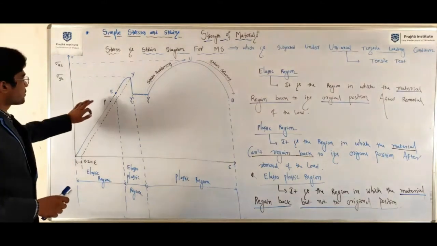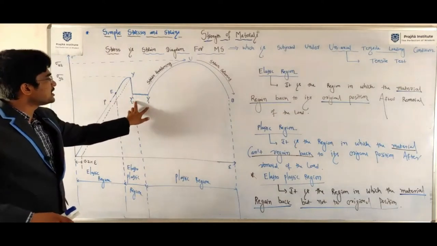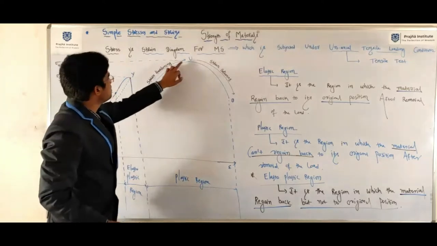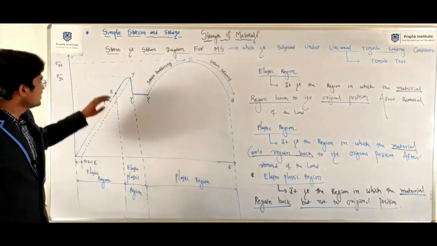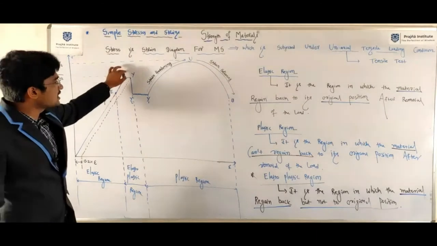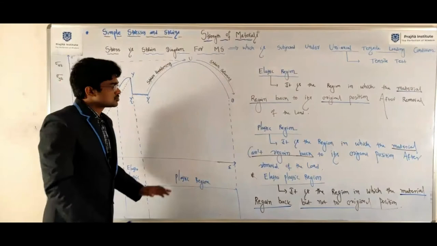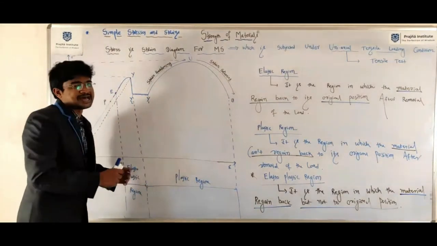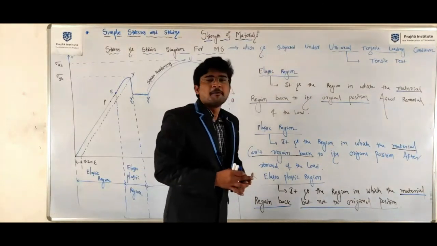So here proportionality limit, elastic limit, yield strength, yielding zone, strain hardening zone, strain softening zone. Yield strength under tension, ultimate strength under tension. What is meant by proportionality limit, elastic limit, yield strength, ultimate strength, and breaking stress? Okay, so elastic region, plastic region, and finally elastoplastic region. Now under tensile loading case, mild steel.